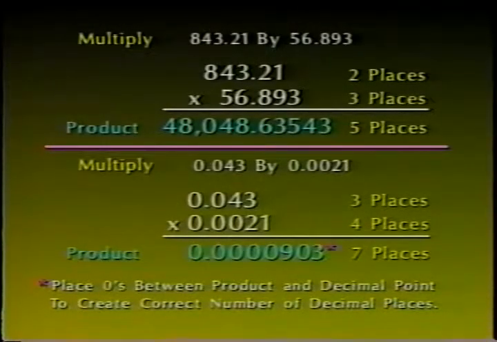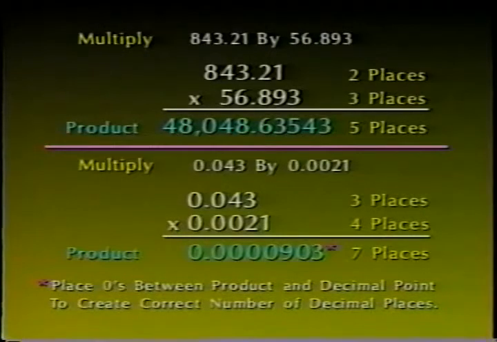To multiply decimal numbers, determine the number of decimal places in both the multiplier and the multiplicand. The product will have the same number of decimal places as total places in the two factors. For example, multiply 843.21 by 56.893. The product will be 48,048.63543.